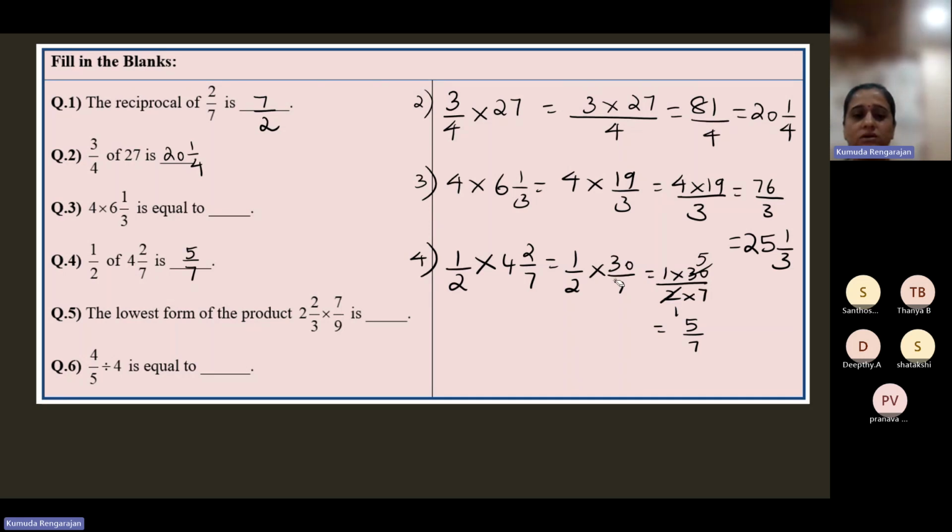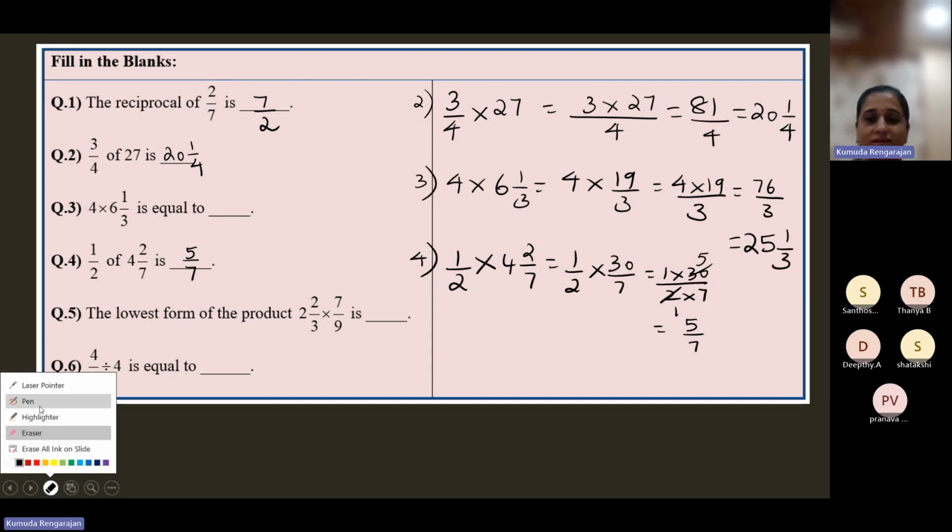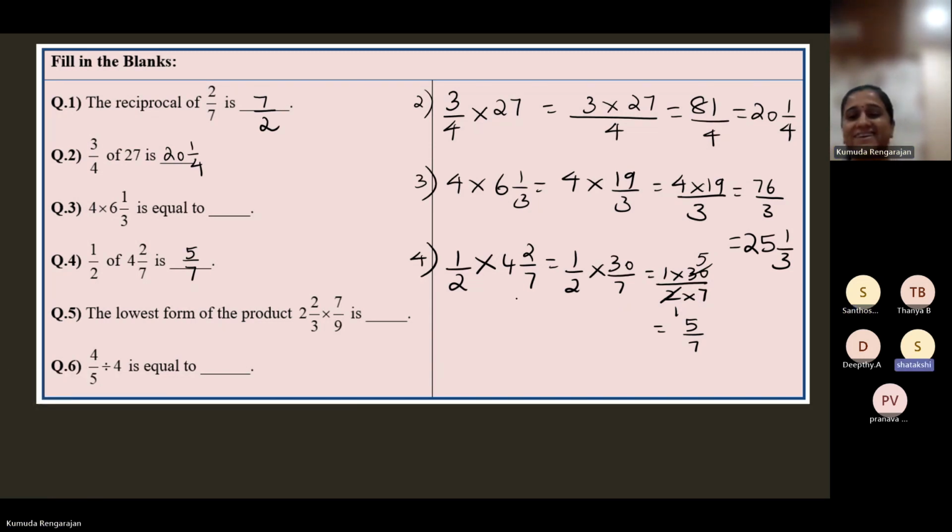Which one are you talking about, Tanya? Fourth one, simplification. 1 by 2 into 28, 30 by 7. Actually, I got the answer as 2, 1 by 7. Oh, yes, ma'am. 15. Yeah, thank you. 2, 1 by 15. That's why I thought we have to put it in mixed form. I have gone wrong. 2 ones are 2, 15 times, so it's 15 by 7, which is 2, 1 by 7. Yeah, right.